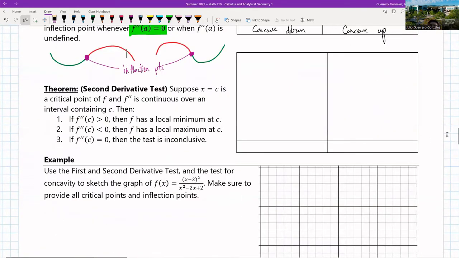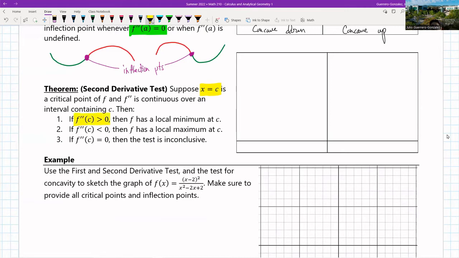This brings us all down to the very last theorem of the class, at least for this section, the second derivative test. Unfortunately, this one works a little backwards, and I'll explain what that means in a second. Suppose that x equals c is a critical point of f, and f double prime, the second derivative, is continuous over an interval containing that value c.